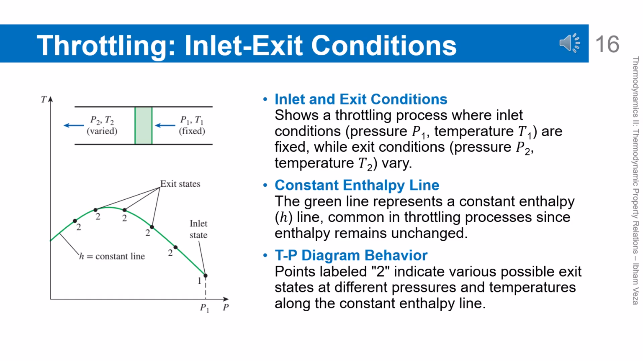Throttling process, inlet-exit conditions, and T-P diagram. A throttling process can be visualized on a T-P diagram as a constant enthalpy line. The inlet condition is fixed, while the exit condition can be at various combinations of pressure and temperature along that line. This shows that pressure alone is not sufficient to determine the final state. The diagram helps explain why temperature can change in different directions. This graphical representation is very useful in real gas analysis.